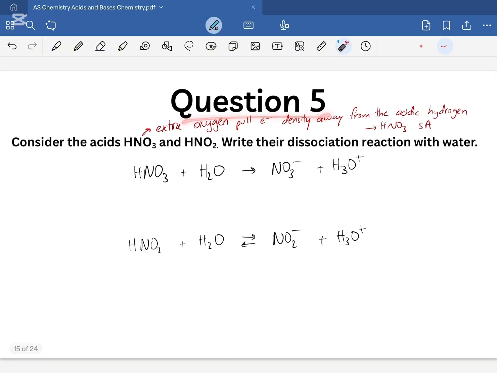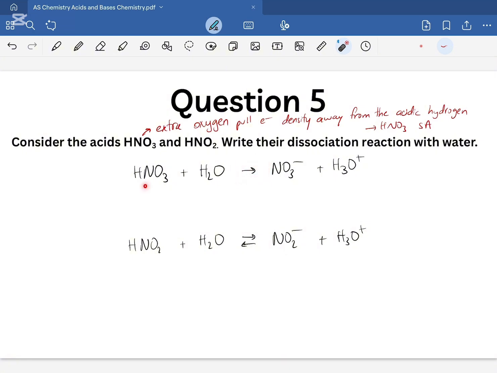For question 5, consider the acid HNO3 and HNO2. Write their dissociation reaction with water. Now we need to know that when we have extra oxygens, this can pull electron density away from the acidic hydrogen. In other words, when we have more oxygen, the H plus will be released more easily, as in the case for HNO3. And we need to be familiar that HNO3 is a strong acid and HNO2 is a weak acid. So a strong acid with water, we will use a single arrow.